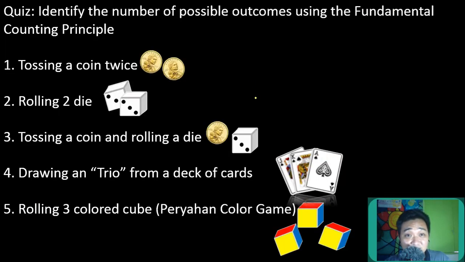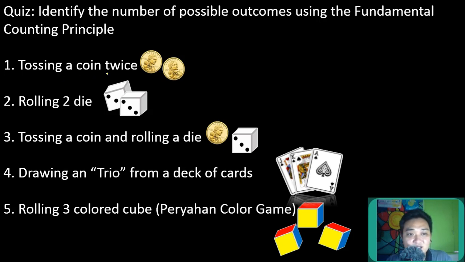This time, kayo naman. I want you to identify the number of possible outcomes using, of course, yung pinakamadali na process, the fundamental counting principle. Hindi na tayo gagamit ng diagram, hindi na tayo magli-list, hindi na rin tayo magti-table. Instead, gagamit na tayo ng pinakamadaling paraan. That is the fundamental counting principle, wherein we take note, we multiply the outcomes in each event to get the total possible outcomes.